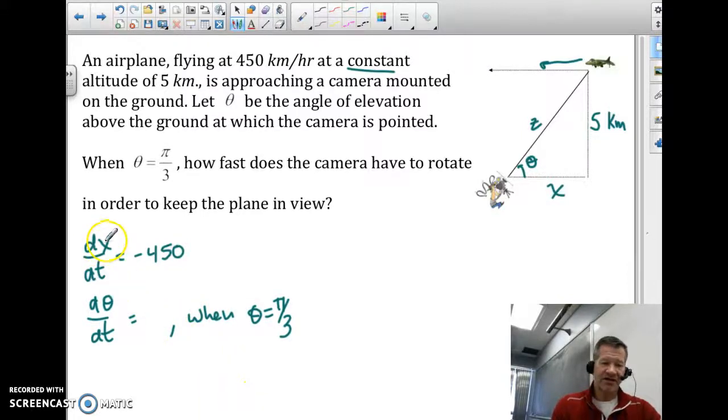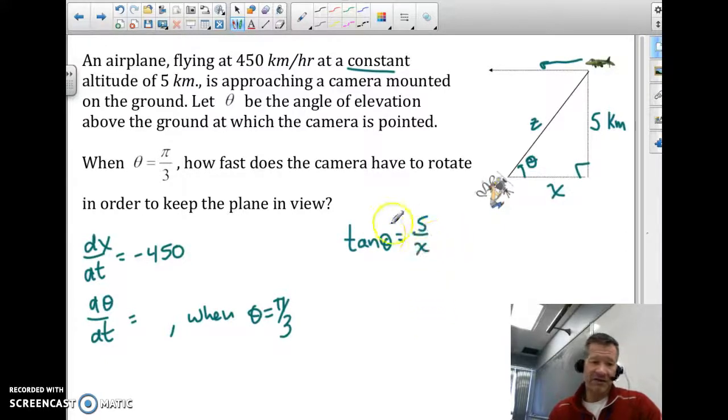All right, so I need an equation that involves x and theta. What equation would involve x and theta? Well, again, I've got a right triangle here because the altitude of the plane has to make a right angle. I can't use z because I don't know enough, but I can use x and theta. I know this is constant over here. What if I use the tangent function? How about the tangent of theta equals opposite over adjacent? So how about the equation tangent of theta equals 5 over x? Well, that uses all the variables I need, so let's differentiate.